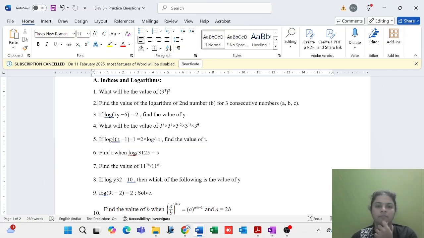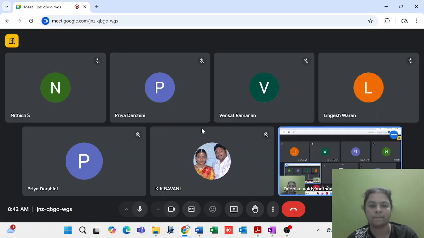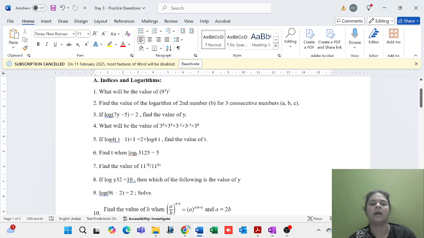Minus 1, ma'am. Now, 6 plus 4 is 10. 10 minus 2 is 8. 8 minus 3 is 5. 5 plus 6 is 11. The answer will be 3 power 11. Answer is 3 power 11.